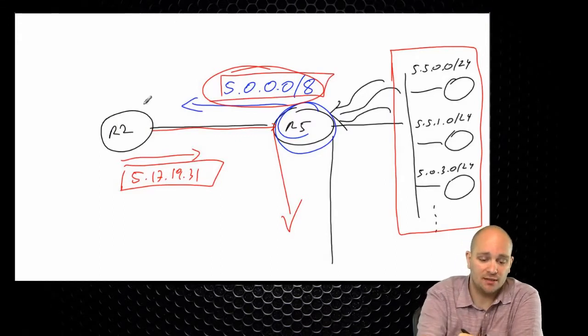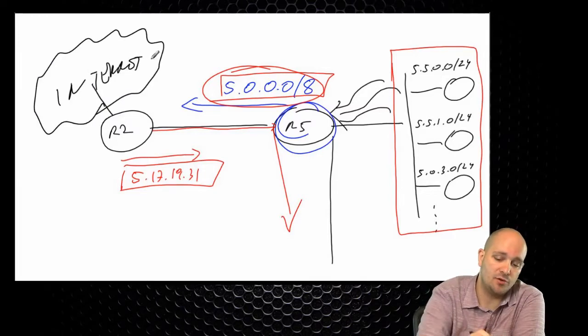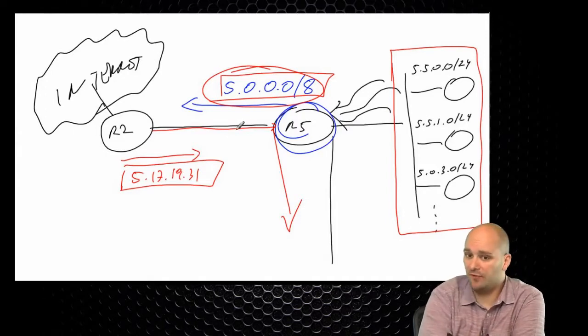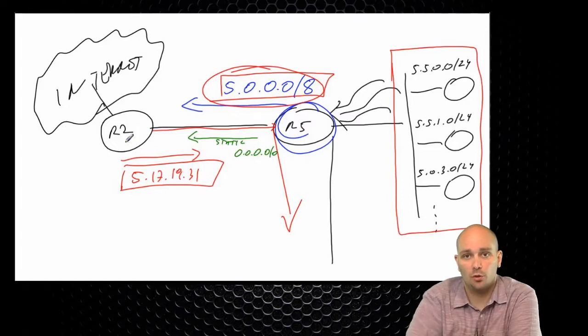Now imagine that R2 here was actually the router that is connected to the internet. Now, in that case, it is perfectly conceivable that R5 actually has a static, for example, default route pointing to R2.